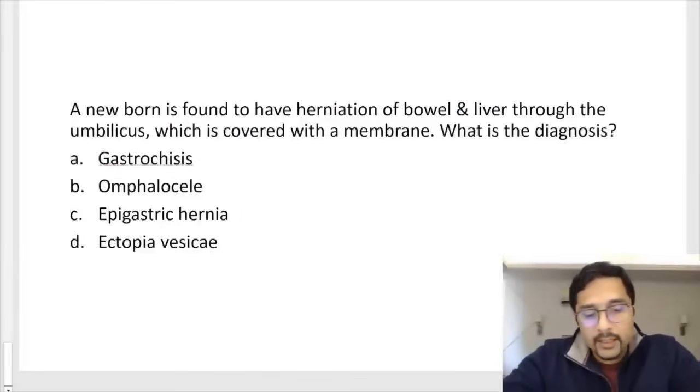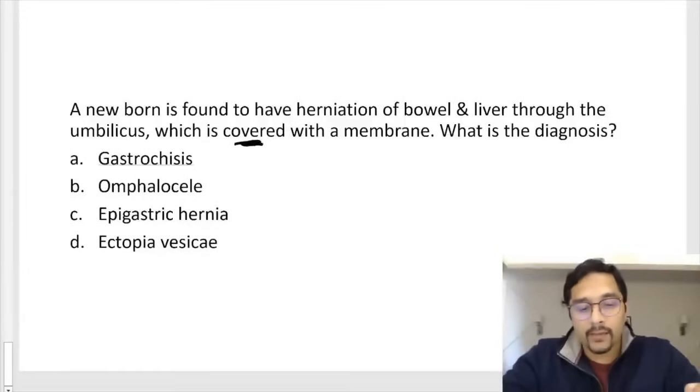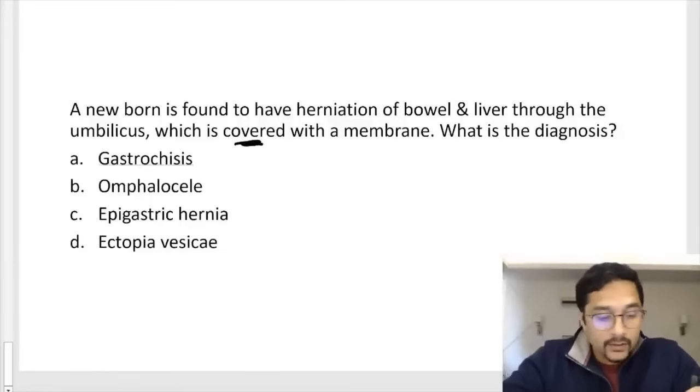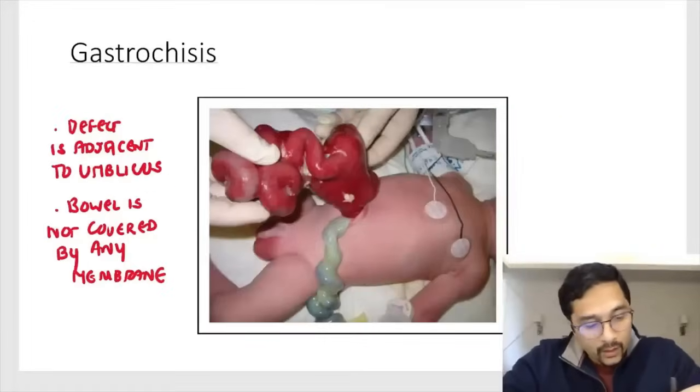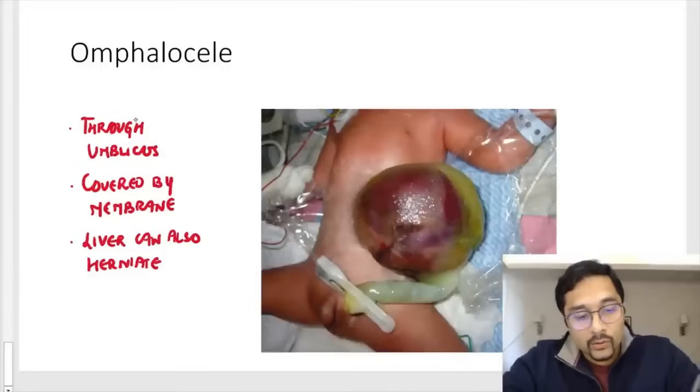A newborn is found to have herniation of bowel and liver through the umbilicus, which is covered with a membrane. So what is the diagnosis? There are two conditions in a newborn: omphalocele and gastroschisis. Omphalocele is through the umbilicus, covered by a membrane, and the liver can also herniate.